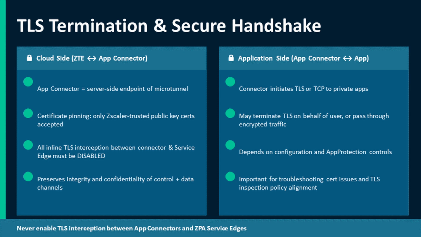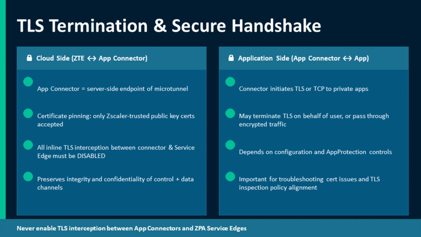TLS termination and secure handshake. App connectors handle TLS on 2 distinct sides, and you need to understand both. On the cloud side, between the Zero Trust Exchange and the app connector, the connector acts as the server-side endpoint of the microtunnel. Certificate pinning ensures only Zscaler trusted certificates are accepted. Any inline TLS interception in this path must be completely disabled. This is non-negotiable. If you have a firewall doing SSL inspection between your connector and Zscaler, it will break connectivity and it won't be obvious why.